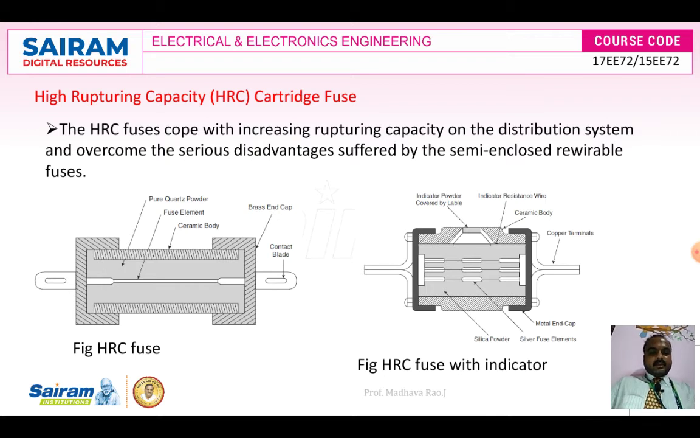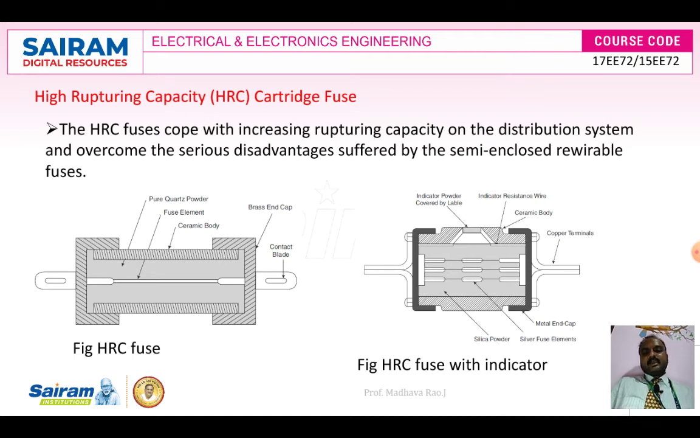One disadvantage of the HRC fuse is that whenever operation is done, that is, whenever the fuse element melts, we need to replace it with a new fuse. We cannot reuse the HRC fuse by replacing the fuse element. That is the one major disadvantage here. Also, we can avoid the fire accident. That is one advantage here. So we can observe the HRC fuse with indicator.